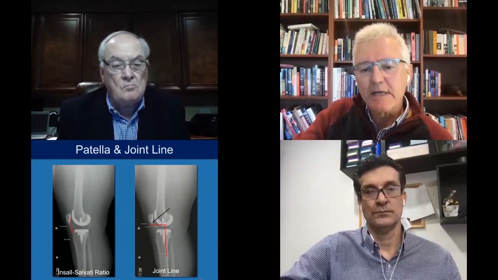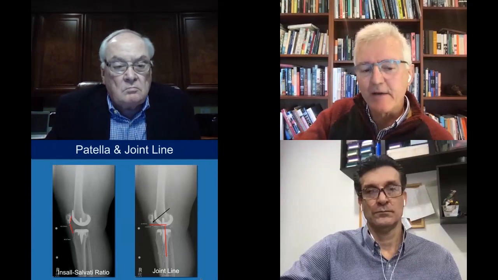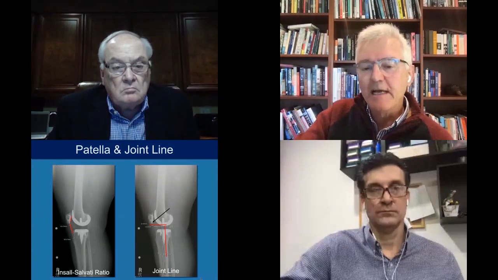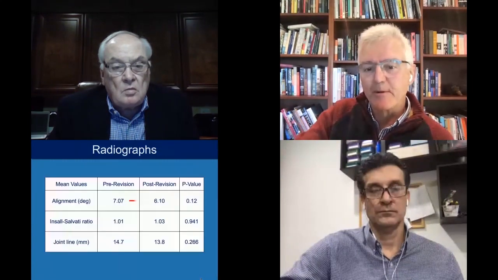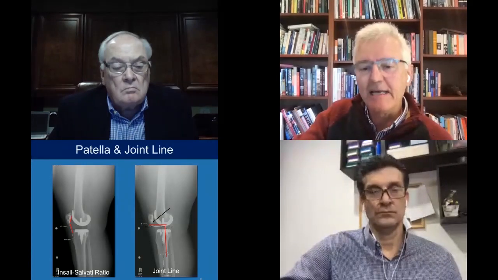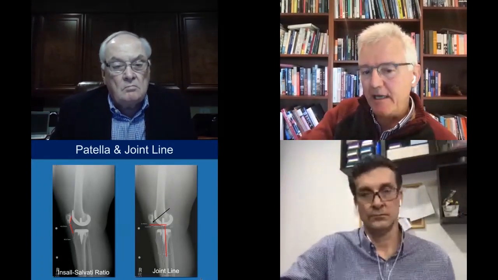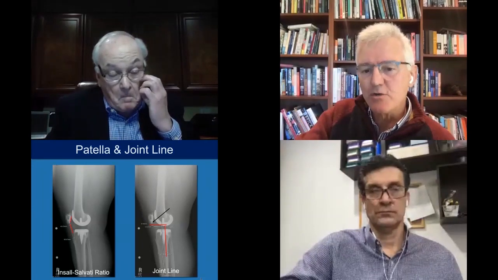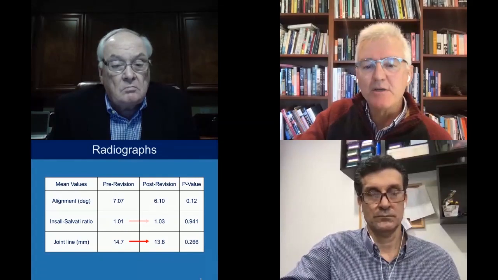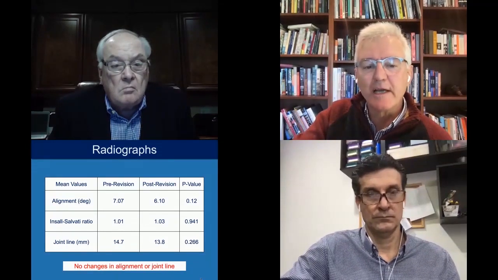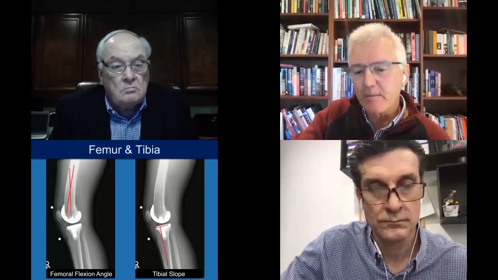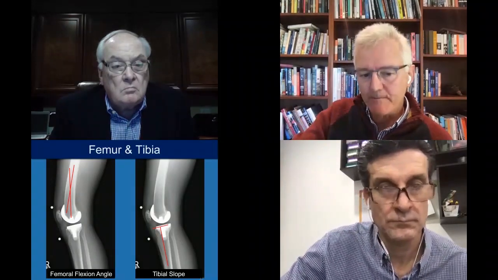There are some things on x-rays that surgeons identify with stiffness, patella baja, for example, with an Insall-Salvati ratio. Joint line aberrations, for example. Well, I revised this series of stiff knees, and I did not make much change to either of these two radiographic measurements. We see here alignment didn't change, Insall-Salvati ratio didn't change, joint line didn't change, and yet in this cohort of patients, we improved their pain and we improved their motion.